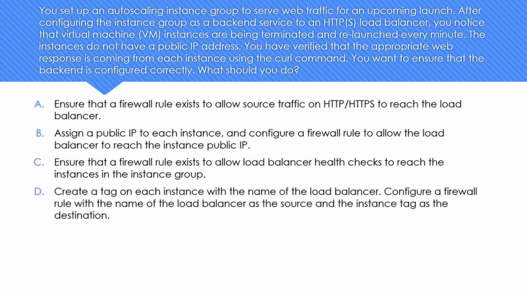So the question is more towards auto healing, and whether for auto healing to work, the firewall rule is opened or not. That is the most important thing. So first, let's look into options. Option A: allow all source traffic on HTTPS to reach the load balancer. What does this line mean, folks? They're trying to put a firewall rule to the load balancer. You cannot put a firewall rule to a load balancer.